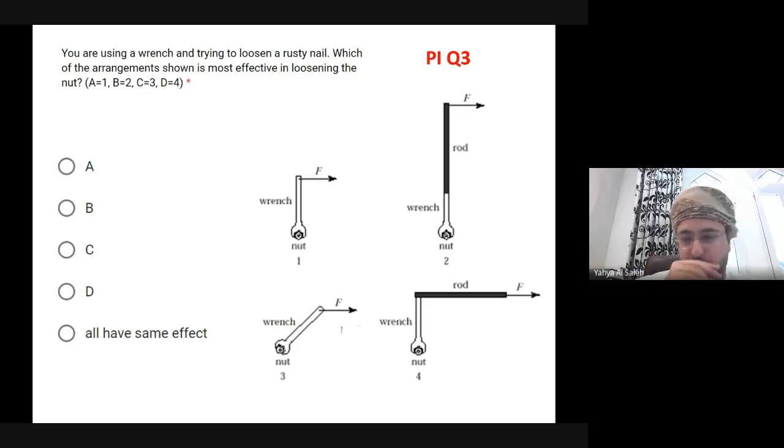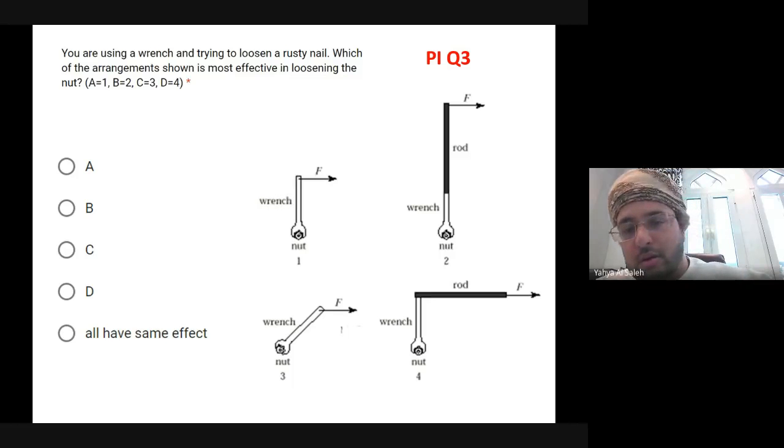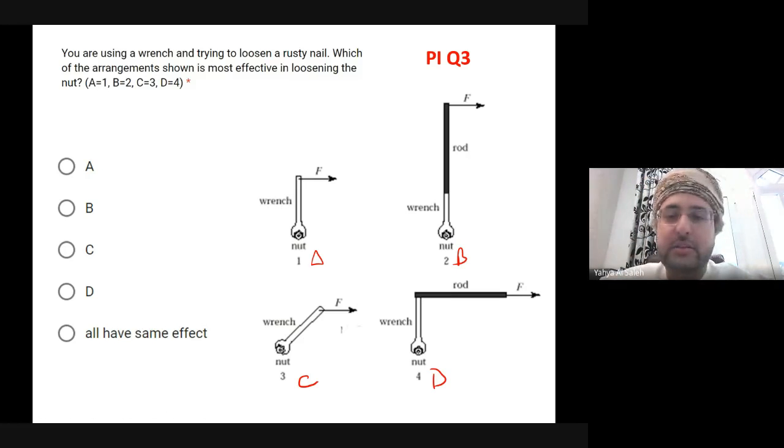Let's do a few conceptual issues. You are using a wrench and trying to loosen a rusty nut. Which of the arrangements shown is most effective in loosening the nut? A, B, C, or D, or do they all have the same effect?